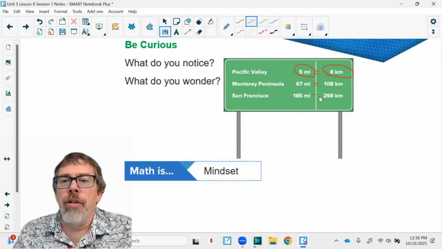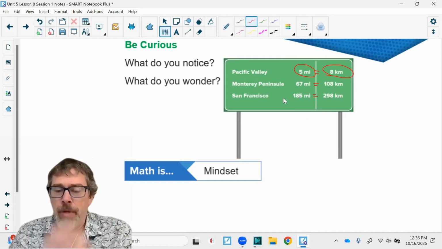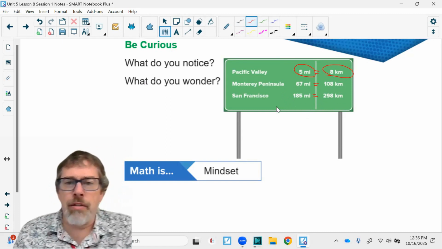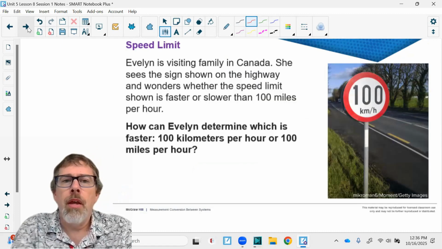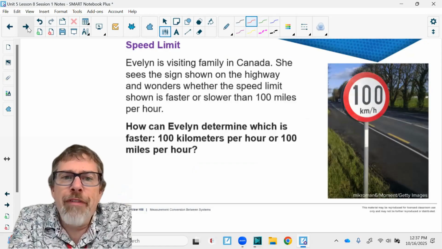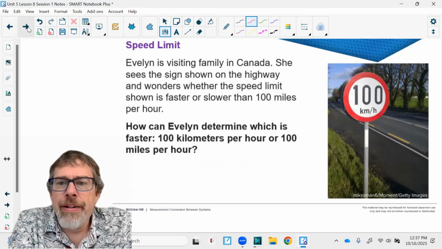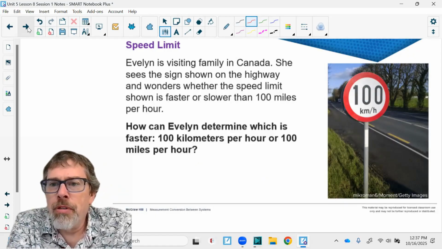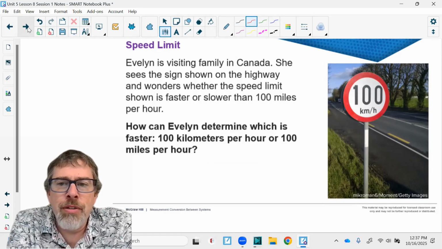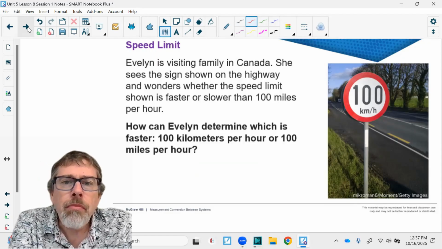So I wonder why the whole world uses the metric system besides us. Anyhow, let's continue. Speed limit. Evelyn is visiting family in Canada. This picture is not Canada. That is probably Europe or somewhere like that. They use a white circle with a red outline.